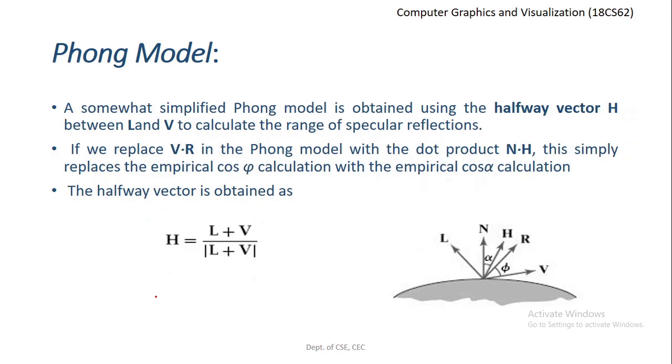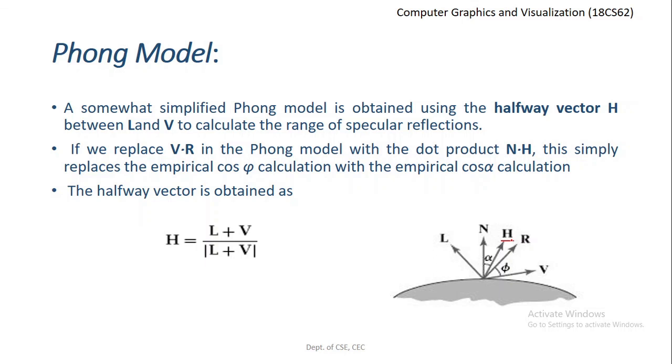Now there is a somewhat simplified Phong model which is used for obtaining a halfway vector H between the vector L and vector V to calculate the range of specular reflections. We can introduce one more vector, the fifth vector, which is called the halfway vector, which is halfway between the vector L and the vector V as it is shown in this particular diagram, in order to find the range of specular reflections.